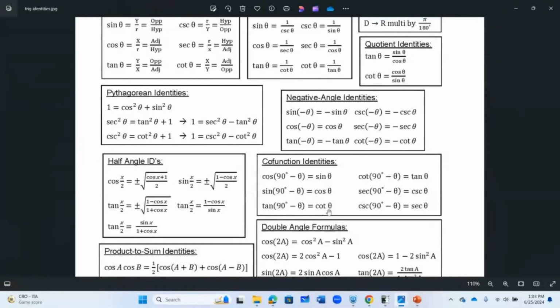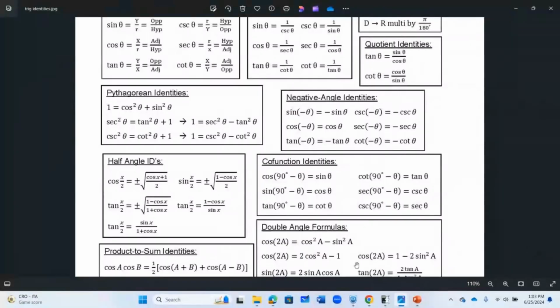Tangent and cotangent are cofunctions of each other. In other words, if I find sine of 30, then cosine of 60 will be almost the same thing. We can check that later on. So cotangent and tangent are cofunctions. Cosecant and secant are cofunctions of each other. So if I can find cosecant of 80, then secant of 10 is going to be the same.